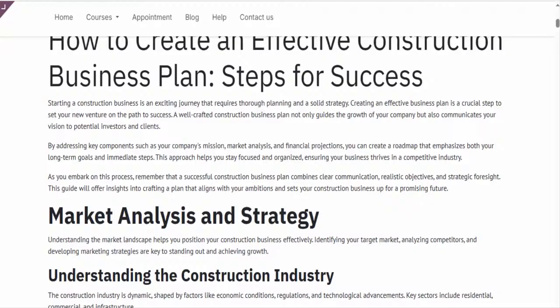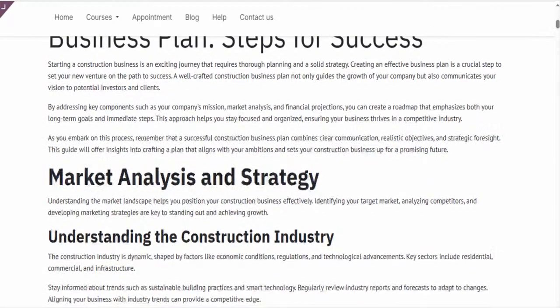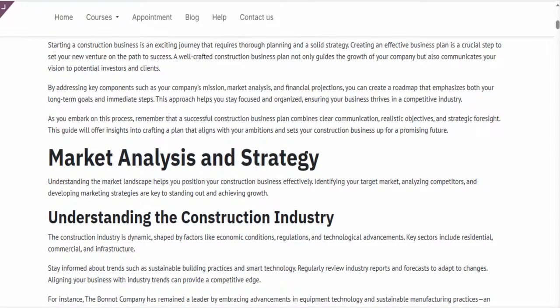A well-crafted construction business plan not only guides the growth of your company but also communicates your vision to potential investors and clients. By addressing key components such as your company's mission, market analysis, and financial projections, you can create a roadmap that emphasizes both your long-term goals and immediate steps. This approach helps you stay focused and organized, ensuring your business thrives in a competitive industry.